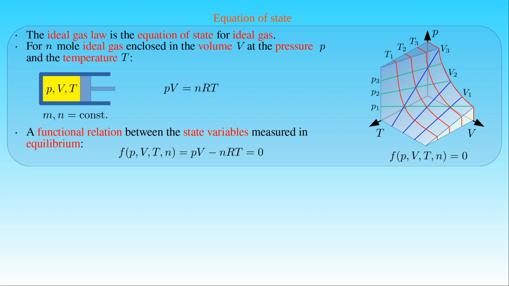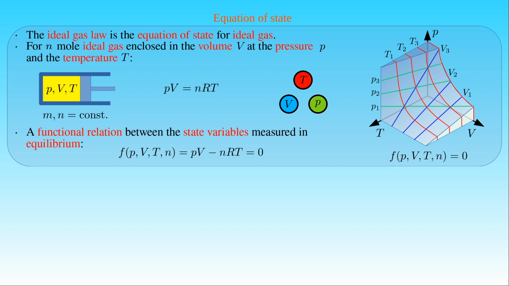The intersection curves of the planes of constant temperature with this surface are represented by the red curves for the temperatures T1, T2, and T3. Similarly, the blue lines represent the intersections of the planes of constant volume for V1, V2, and V3 with the surface, whereas the green lines represent the intersections of the planes of constant pressure for P1, P2, and P3 with the surface. This figure demonstrates that by fixing two of the state variables, we can determine the third one from the intersection of the planes of constant values for the fixed state variables and the surface of the function f.